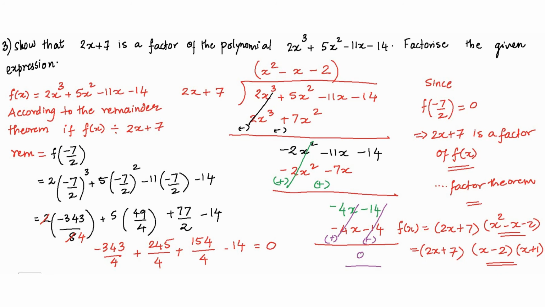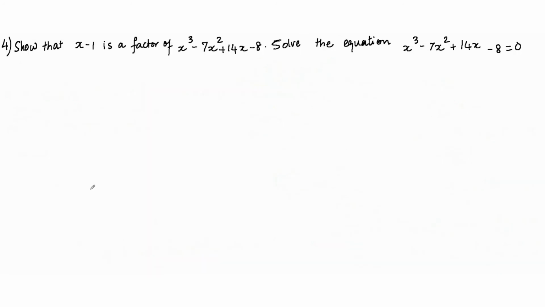Okay, let us now move on to the next question. Show that x minus 1 is a factor of this particular polynomial, and then solve the equation x cubed minus 7x squared plus 14x minus 8 equals 0. So let's first solve the first part, which is show that x minus 1 is a factor.